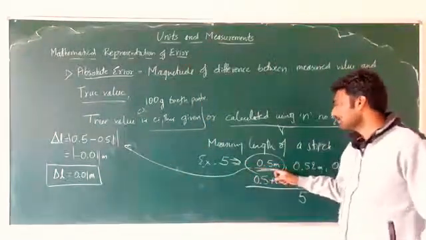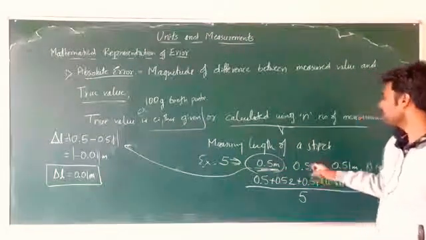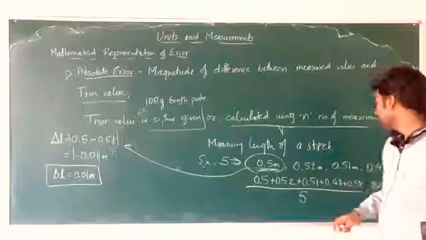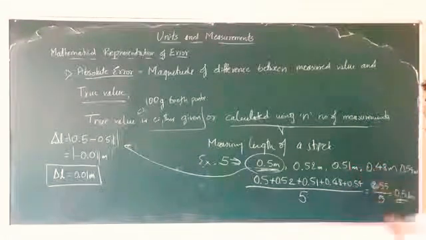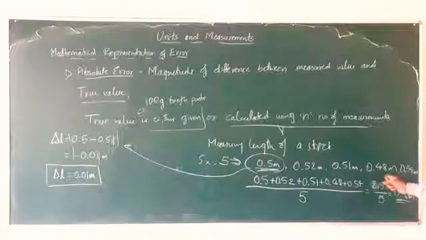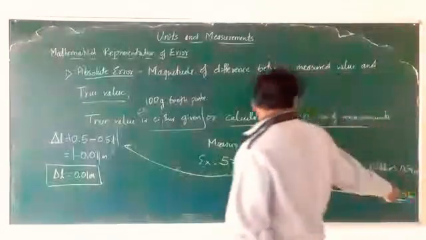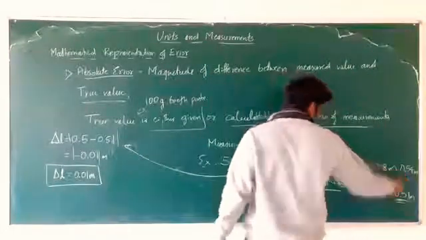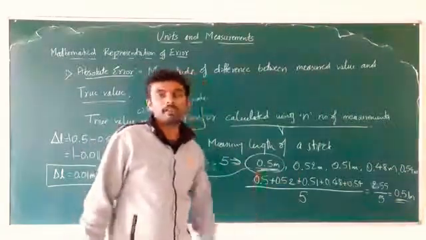Similarly, what is the error in the second reading? The error in the second reading is 0.02 meter. The error in the third reading is 0.00. No error, the third reading has no error. The fourth reading again has 0.02 meter error, and for the last reading, the error is 0.04 meter.